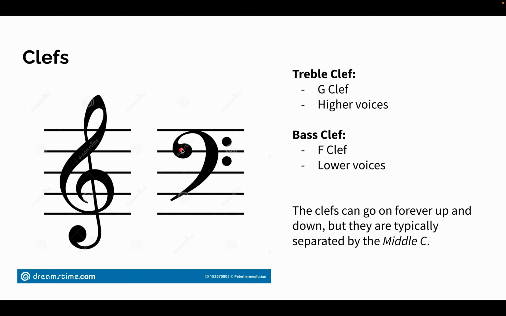So usually in a choir piece, we'll have men sing with the bass clef. And so the clefs can go up forever or go down forever. But they're typically separated by the note middle C. So if the pitch is higher than middle C, it'll usually be treble. And if the pitch is lower than middle C, it'll usually be bass, but there's some space in between treble and bass as denoted by ledger lines.